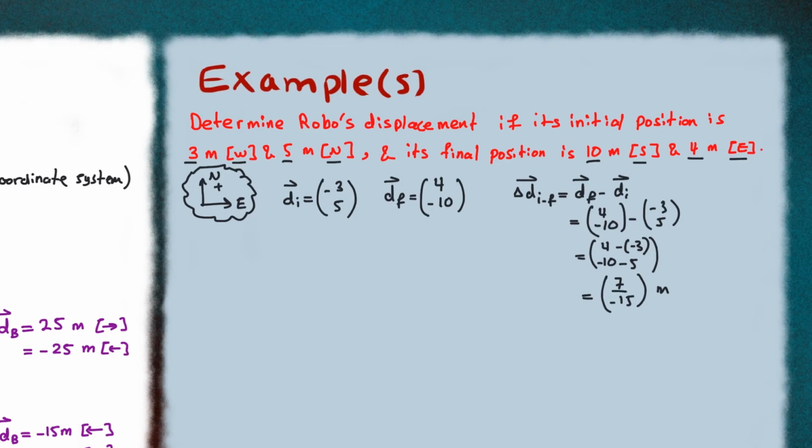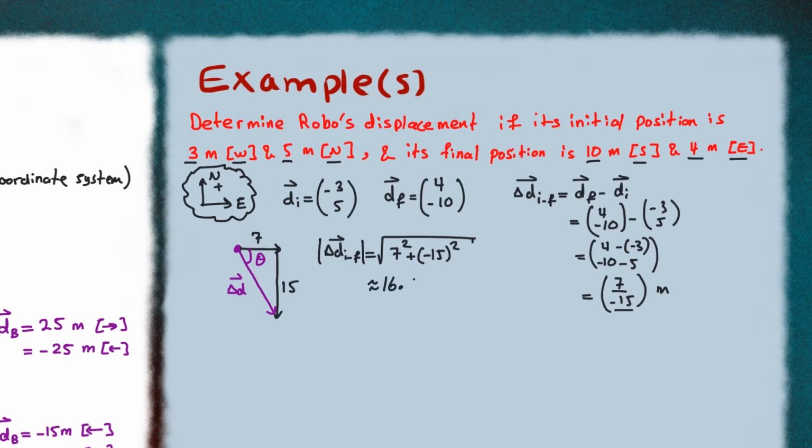We do have the displacement in component form, but we do want to write it in another form including the angle. So 7 meters to the east and 15 meters to the south, we will draw that out, and the displacement is from the initial point to the final point. To find the magnitude of the displacement, we will use the magnitude formula. That's the root of x component squared plus y component squared, giving us approximately 16.553.